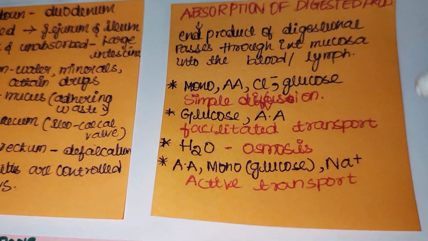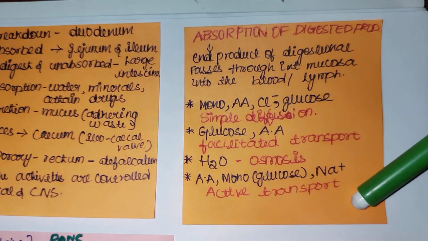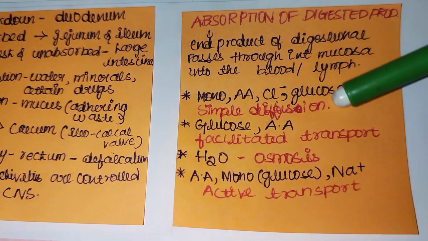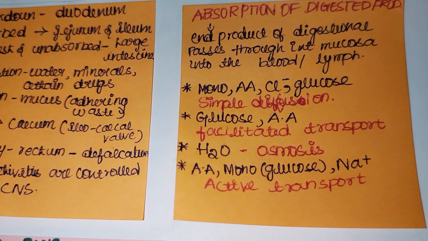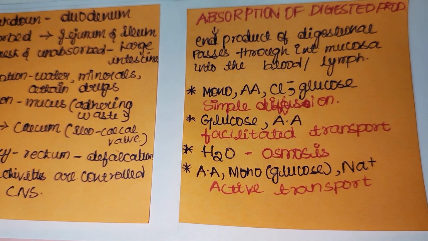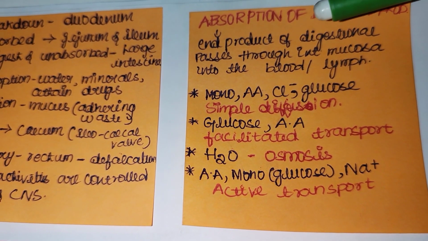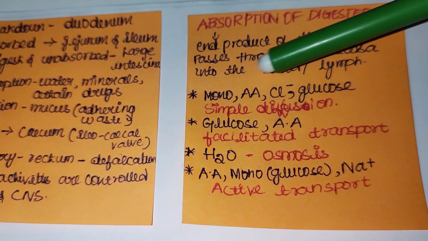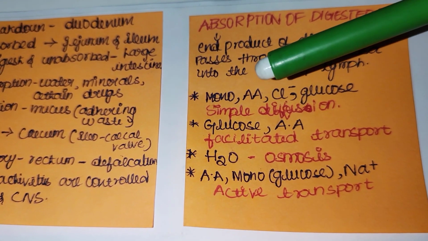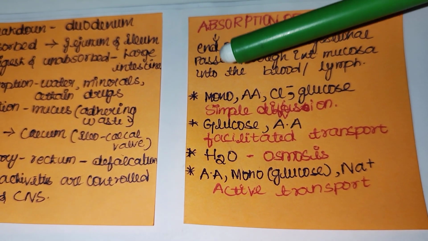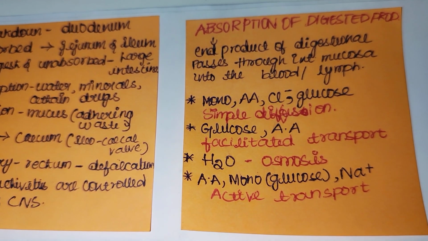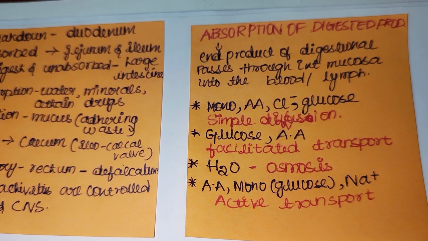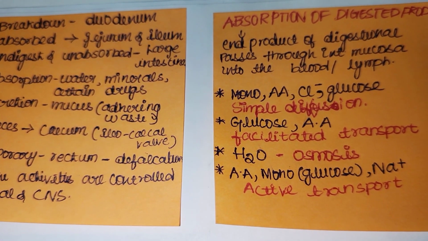Now, absorption of digested food. How is it getting absorbed? Each food will be absorbed by our blood and lymph in a different way. We are going to talk about that. So what is absorption first of all? Absorption is when the end products of digestion pass through the intestinal mucosa into the blood and lymph. That is the process of the end products getting into the blood and lymph. This is called absorption.